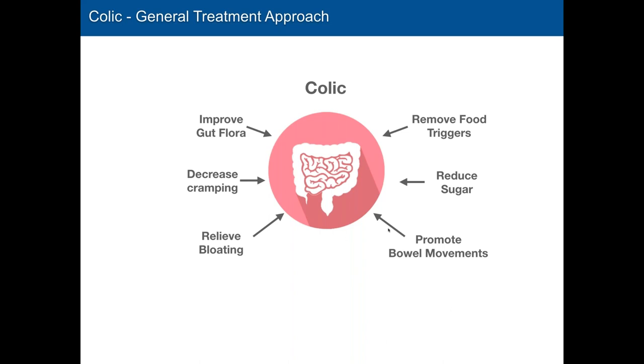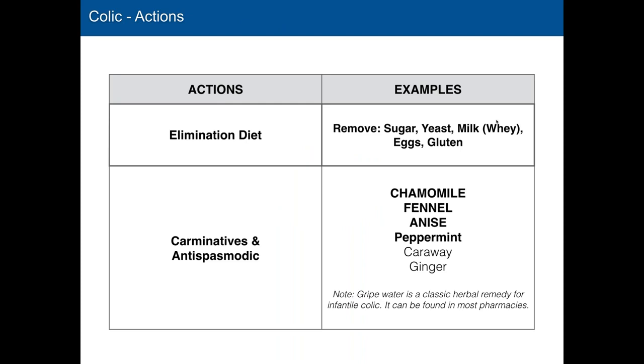So relieve the bloating, decrease the cramping. Those would be carminatives there, antispasmodics, and improve gut flora, okay? Now, if an infant has regurge, that's a food sensitivity. Like if the kid has projectile vomiting, they don't generally do that unless they've eaten something that doesn't agree with them, okay? So your elimination diet, and then I usually just use chamomile, fennel, and sometimes some peppermint.